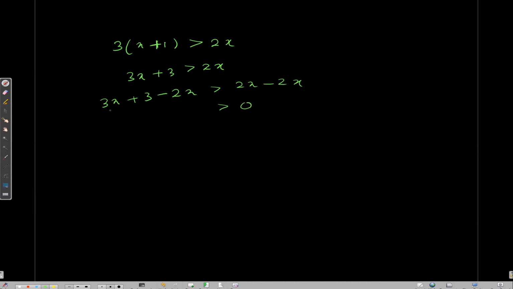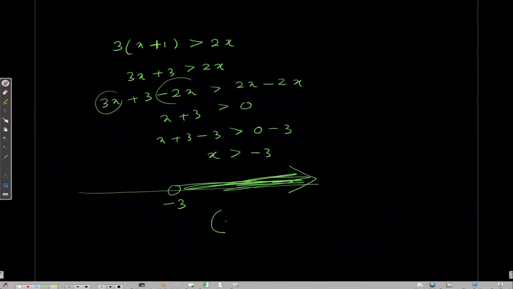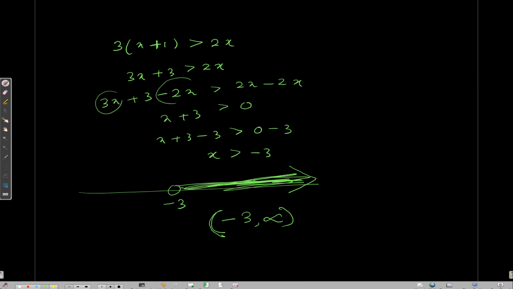So I get 0, and with these two x, so x plus 3. Now I have to subtract 3 from both sides. Yes, I can do that. The inequality does not change. x is greater than -3. So -3 is somewhere here, x is larger than, so to the right. In graphical notation with interval notation, starting from -3 up to infinity, but not the left endpoint. So this is how you express that.